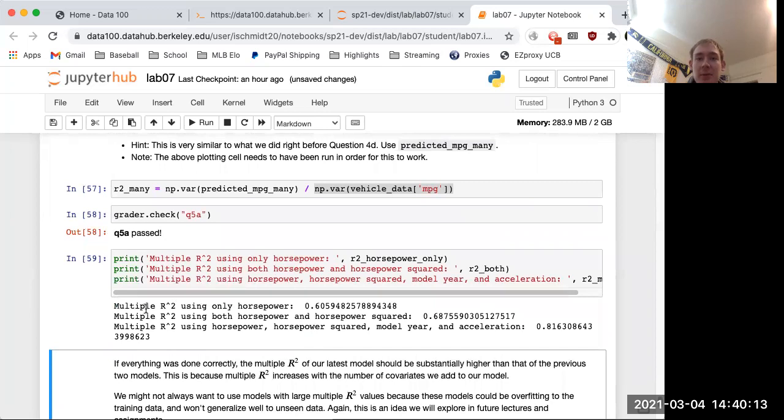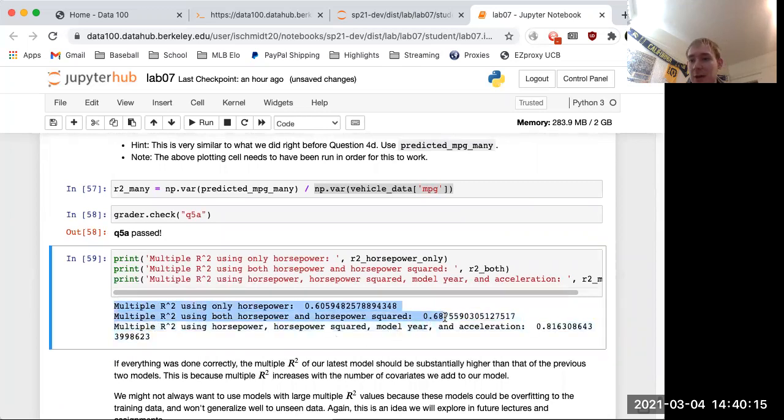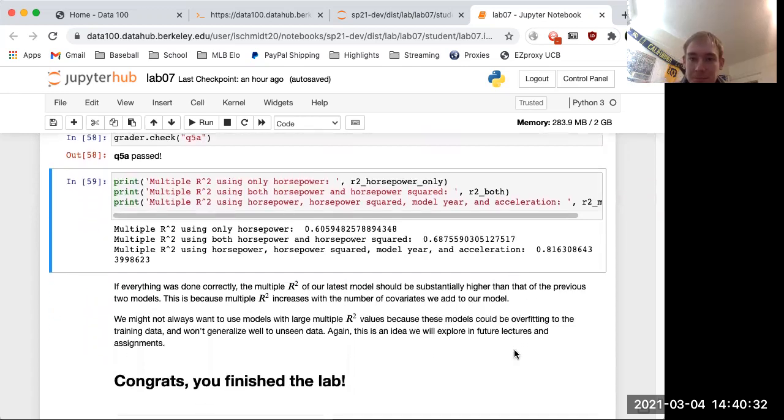So here are the values from the first two models, horsepower and horsepower squared. And now we're looking at using these two additional columns, model year and acceleration. And you can see that our r squared has increased even more. So great, we've captured more of the variance. Awesome.